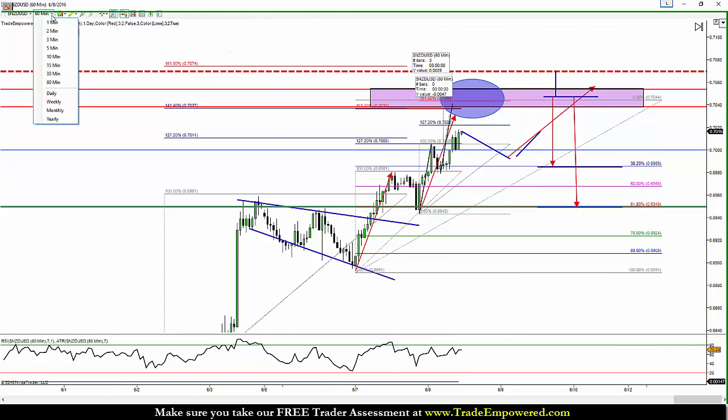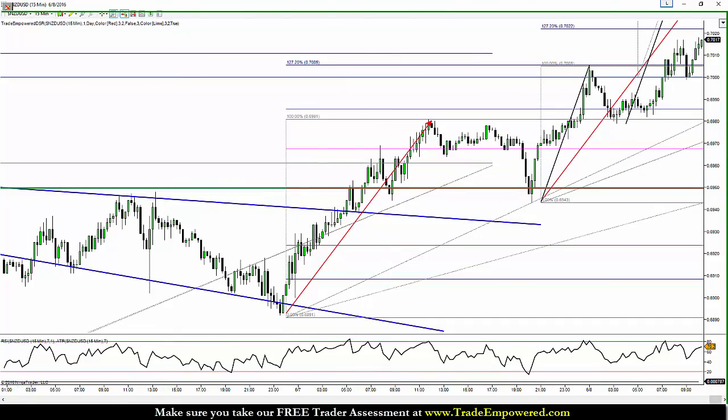All right, let's go down to our day trading time frames on Kiwi. And then, man, we're due for a break already. So let's go to our 15-minute chart.